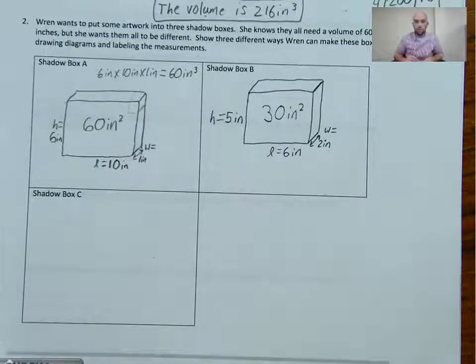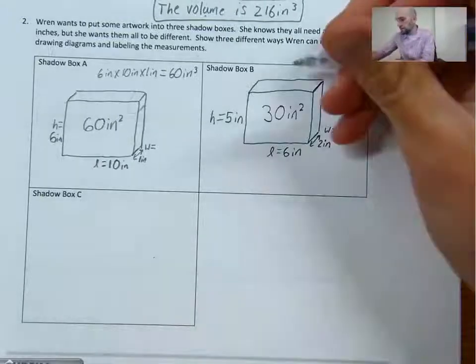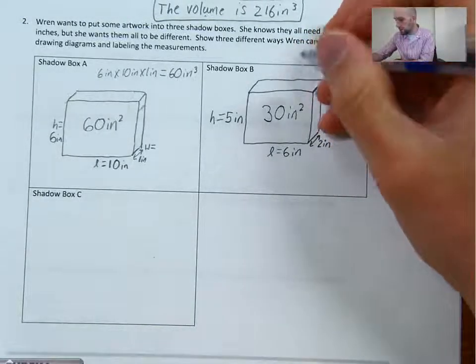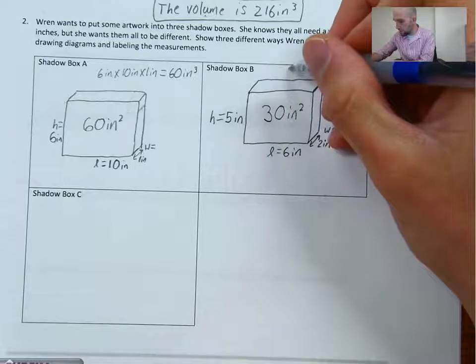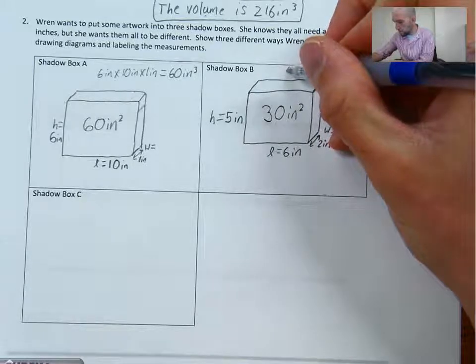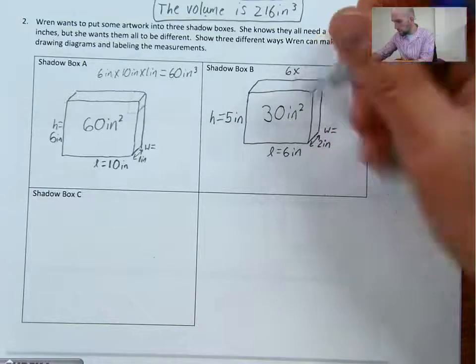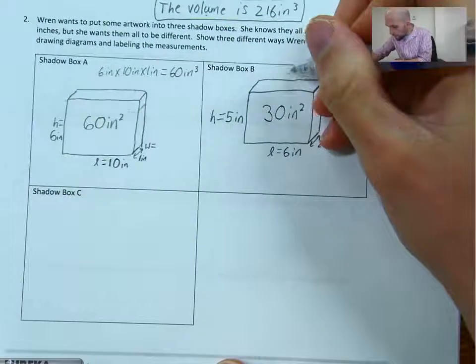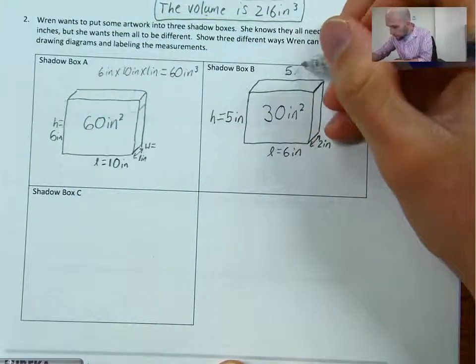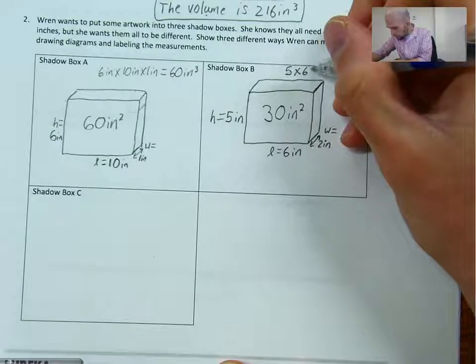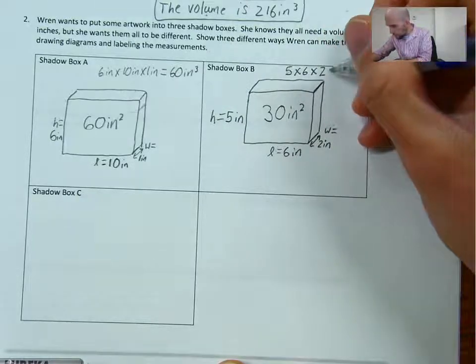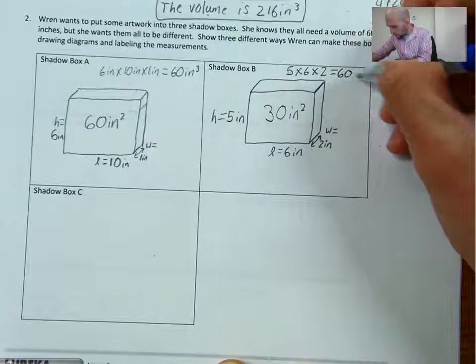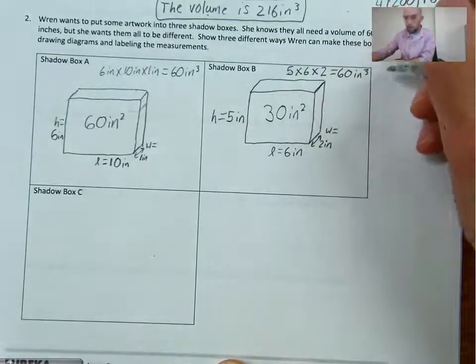So my width equals 2 inches, my height equals 5 inches, and my length equals 6 inches. And that's going to give me 60 cubic inches, because I'll keep it all consistent here: 5 times 6 times 2 equals 60. That's going to be cubic inches.